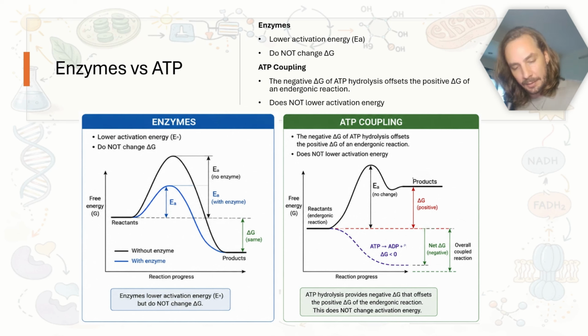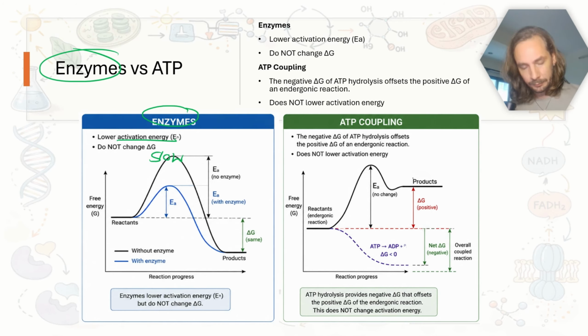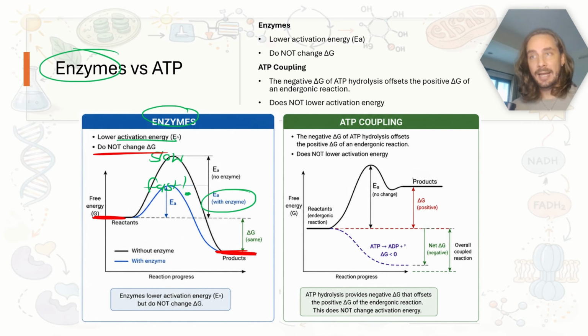Enzymes and ATP. For enzymes, they lower the activation energy, so this reaction would happen very slowly, and this reaction will happen very fast because enzymes lower the activation energy, but it does not change the overall free energy. The reactants and the products end up with the same amount of free energy.